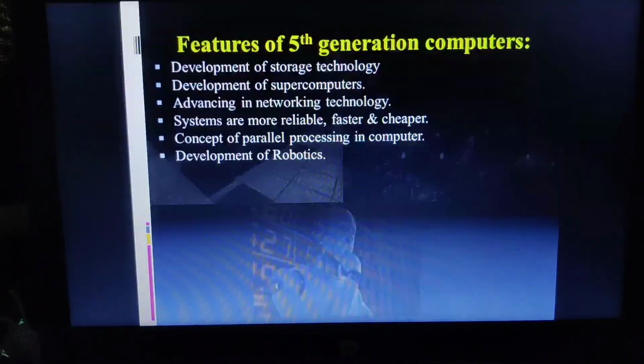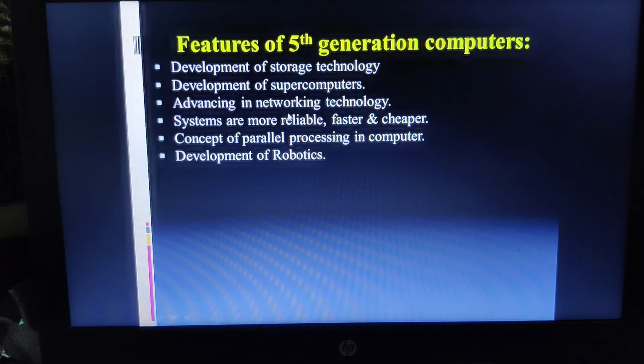So the fifth generation features might be the development of storage technology, development of supercomputers, advancement in networking technology, systems being more reliable, faster, cheaper, the concept of parallel processing in computers, and development of robotics. All these are important features. The fifth generation features are very important, as a 5 marks question they will be asking: write the features of the fifth generation. Among the five generations, the first, second, third and fifth generation features are very important, because these are the frequently asked questions.